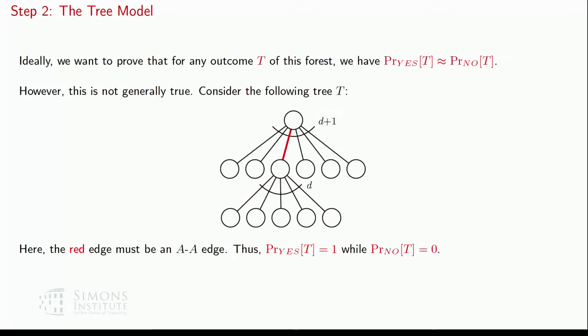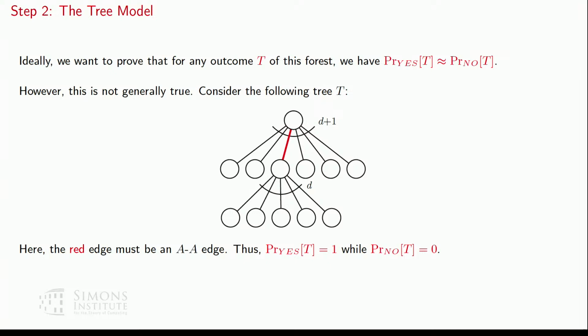So consider this tree. This vertex has D plus 1 neighbors. And none of them is an S vertex. So this has to be an A vertex. Same for this. This has D plus 1 neighbors. None of them is S. So both of these have to be A. You've just found an AA edge. So if you somehow discover this tree, you would immediately get that you're in the yes distribution.